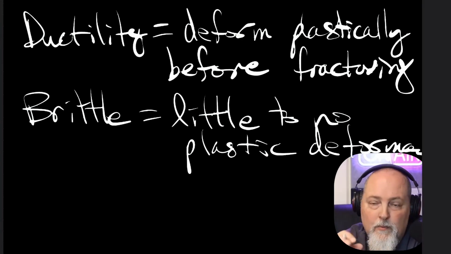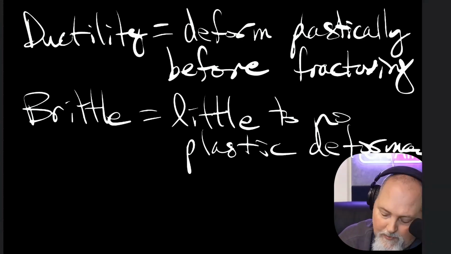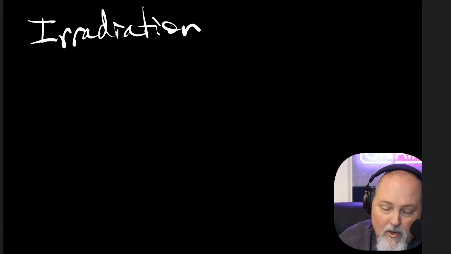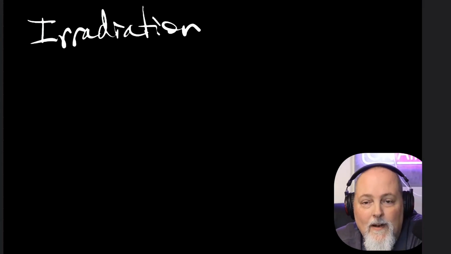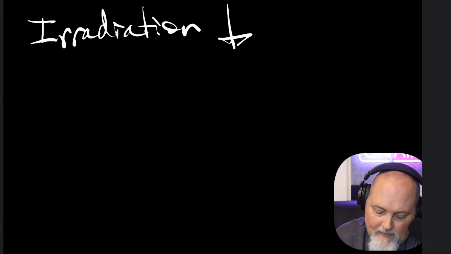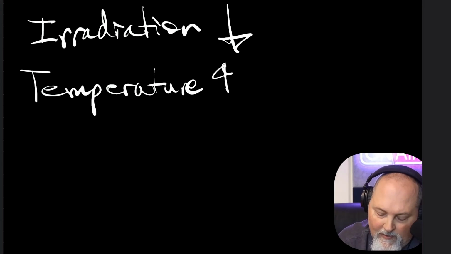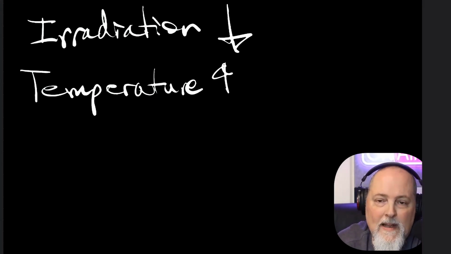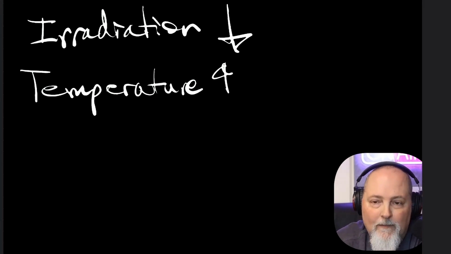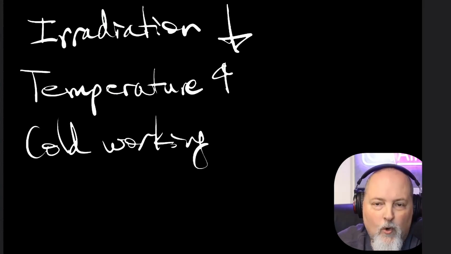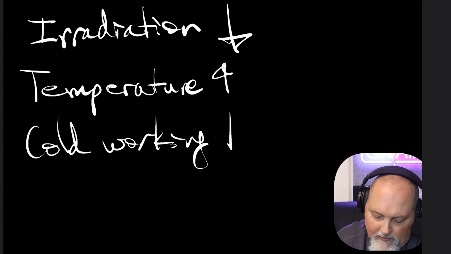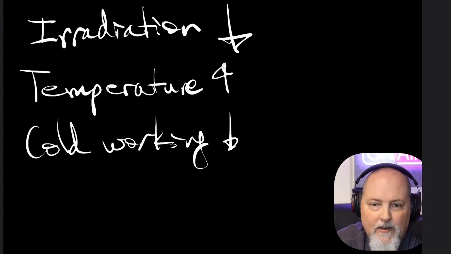And then there's three main factors that affect ductility. Irradiation, which it turns out you get in a nuclear reactor, right? Radiation decreases ductility. Temperature: increasing temperature increases ductility. The warmer a metal gets, the more ductile it gets, the more likely it is to bend and have plastic deformation before it shears. And then we have something called cold working, and that cold working decreases ductility because it increases dislocation density, it causes strain hardening.